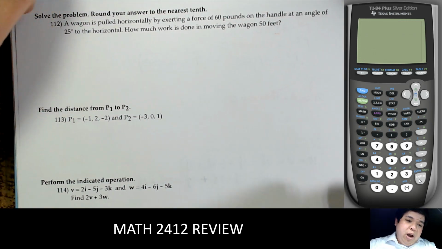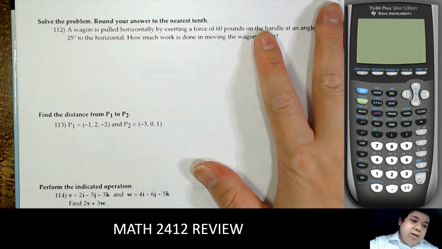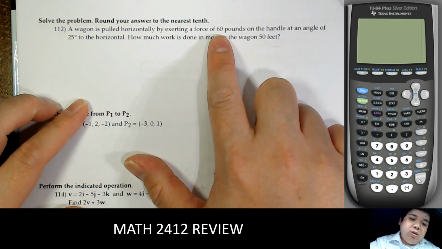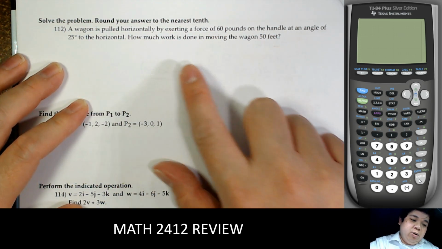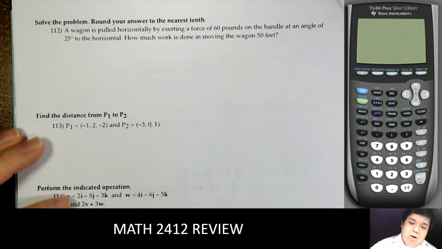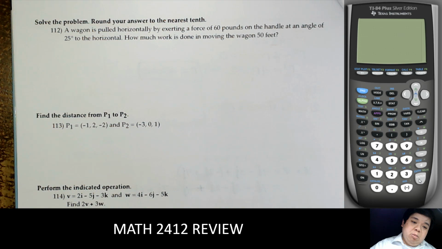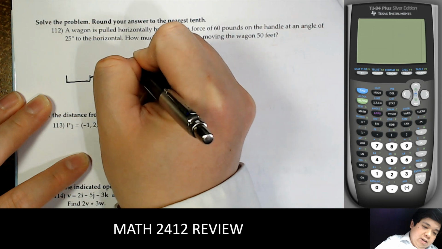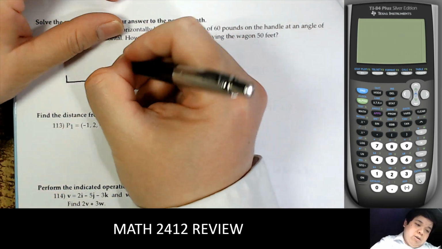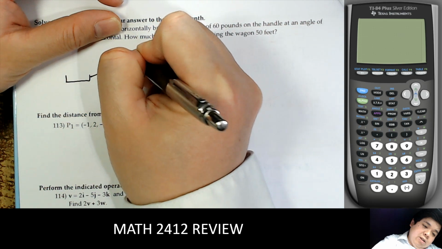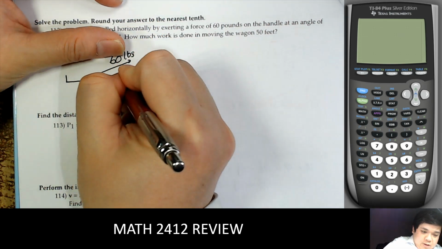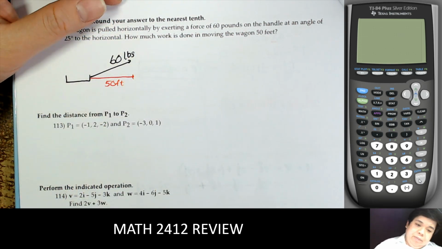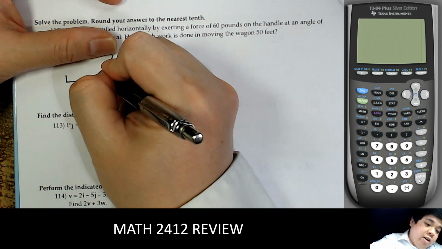Next, we have a work problem. A wagon is pulled horizontally by exerting a force of 60 pounds on the handle, at an angle of 25 degrees to the horizontal. How much work is done moving 50 feet? So the wagon is pulled with a force of 60 pounds, and it moves 50 feet. The angle between them is 25 degrees.